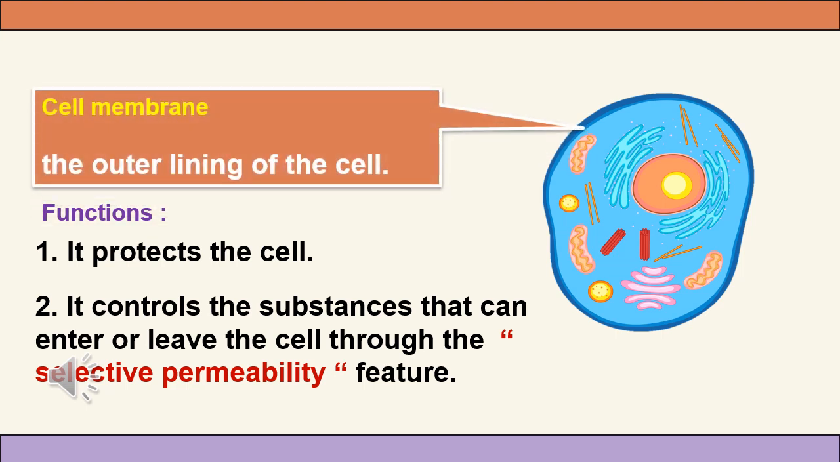Inside each cell, we have different parts with different functions. Let's talk about it one by one. Number 1, the cell membrane. As we said before, can anyone describe the cell membrane? Super! It is the outer lining of the cell. Do you know its function? Super! Number 1, it protects the cell. Number 2, it controls the substance that can enter or leave the cell through selective permeability feature.